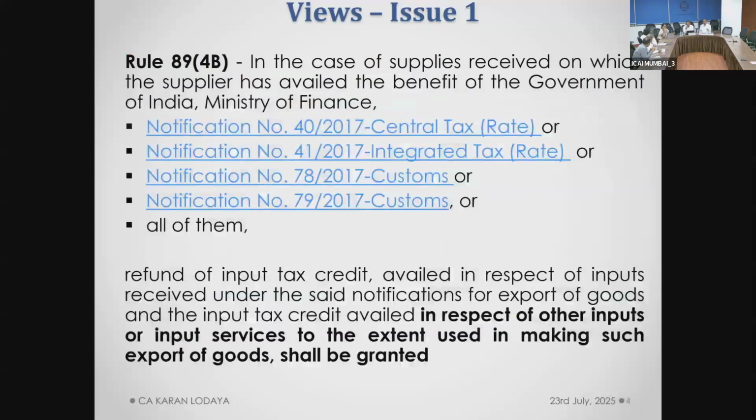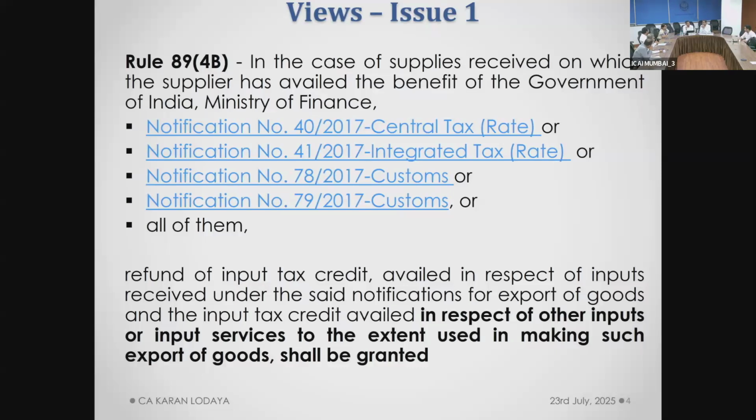Sir, formula wise, they have stated 'to the extent used in making such export'. So whether this formula is required. I have used common inputs for exporting goods with the benefit and without the benefit. How do I apportion it, like the formula given in 89.4? Correct, and this option is not there. So in 89.4B, whatever inputs or input services are directly used in that export, straight away you get 100% refund.